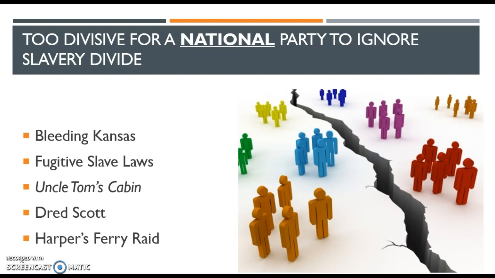By the time we get to 1860, the issues facing the United States are too divisive for a national party to be able to ignore, particularly over the slavery divide. Those issues we've talked about in the past, Bleeding Kansas, Uncle Tom's Cabin, raid on Harper's Ferry, have made it impossible for one national party or candidate to appeal to all regions of the United States. We've already seen the Whig Party disintegrate and be replaced by a regional party, the Republicans, in the 1856 election. Today we will see what happens to the Democrats.